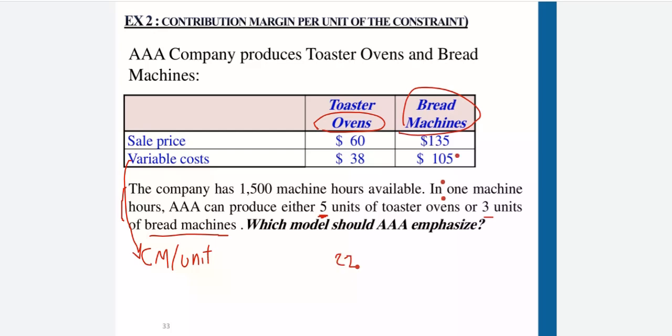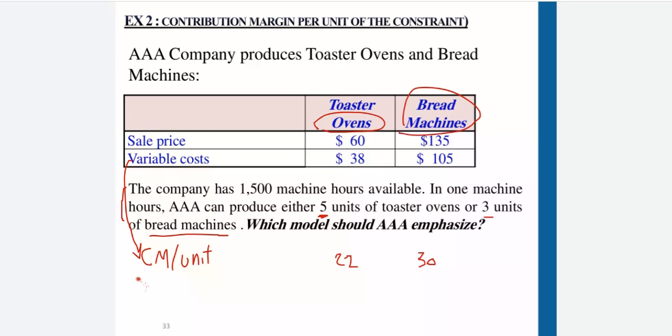135 minus 105 so it's 30. Okay, don't judge using contribution margin per unit. I need to convert this to what? Contribution margin per hour. التوستر الواحد يكسبني $22 والبريد ماشين يكسبني $30 بس في الساعة هنتج كام توستر وفي الساعة هنتج كام بريد ماشين؟ تعالوا نشوف بقى.